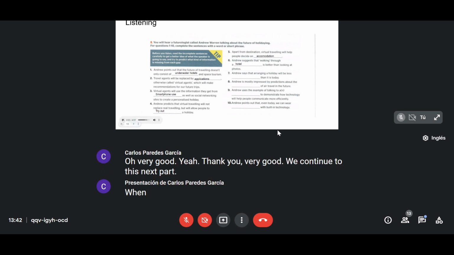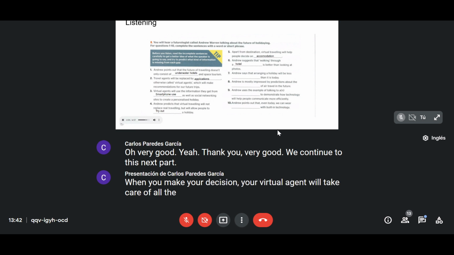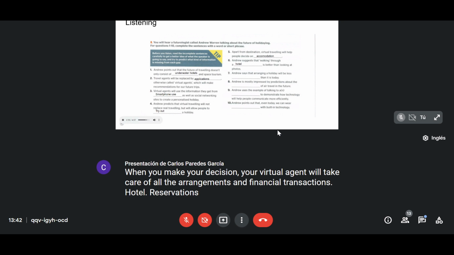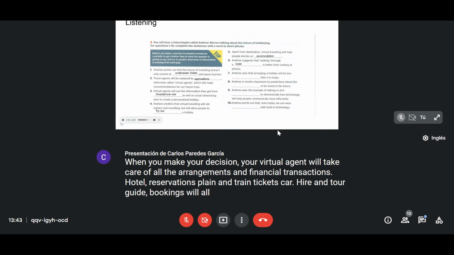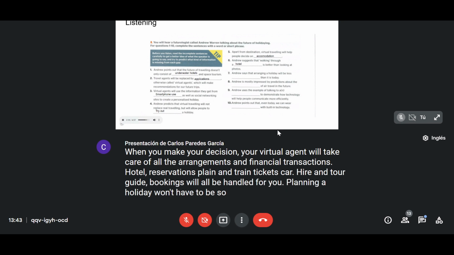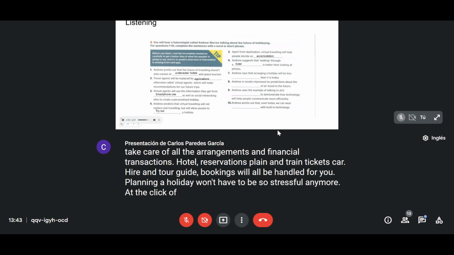When you make your decision, your virtual agent will take care of all the arrangements and financial transactions. Hotel reservations, plane and train tickets, car hire and tour guide bookings will all be handled for you. Planning a holiday won't have to be so stressful anymore. At the click of a button, everything will be arranged.